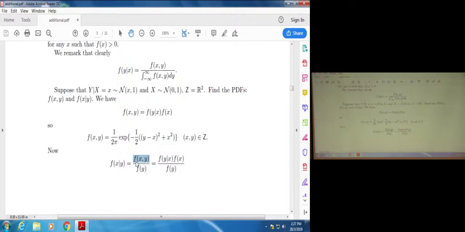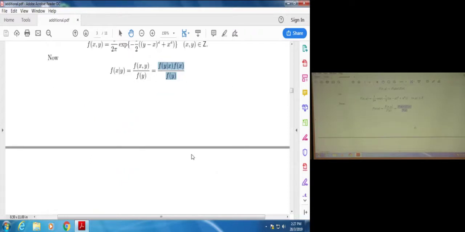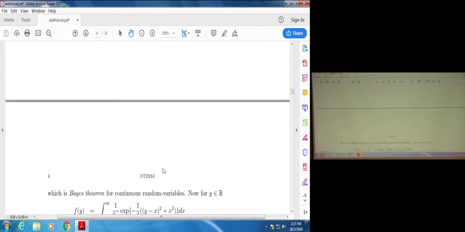Now this joint density, well, I know the joint density f of xy, but we use the formula that this thing is equal to f of y given x. This is what we wrote here. And the formula that's written here is called Bayes theorem, and it's Bayes theorem for continuous random variables. I think the roles of x and y are interchanged from what we said before.